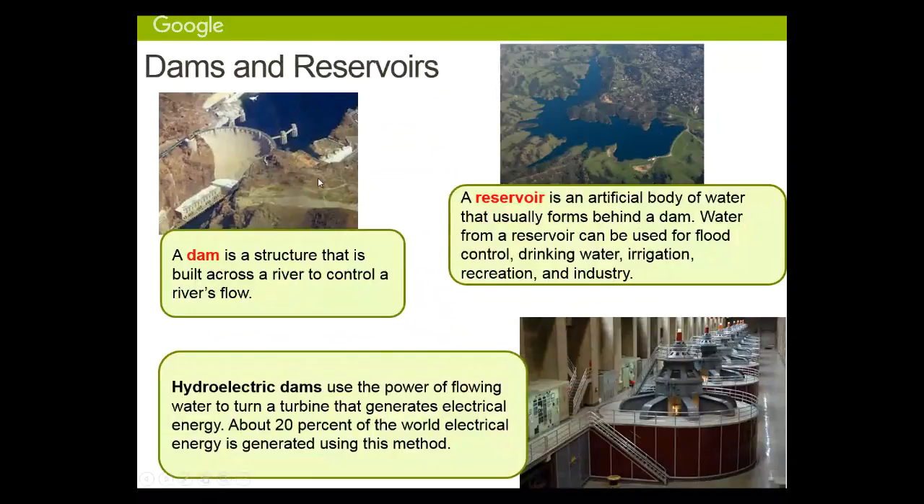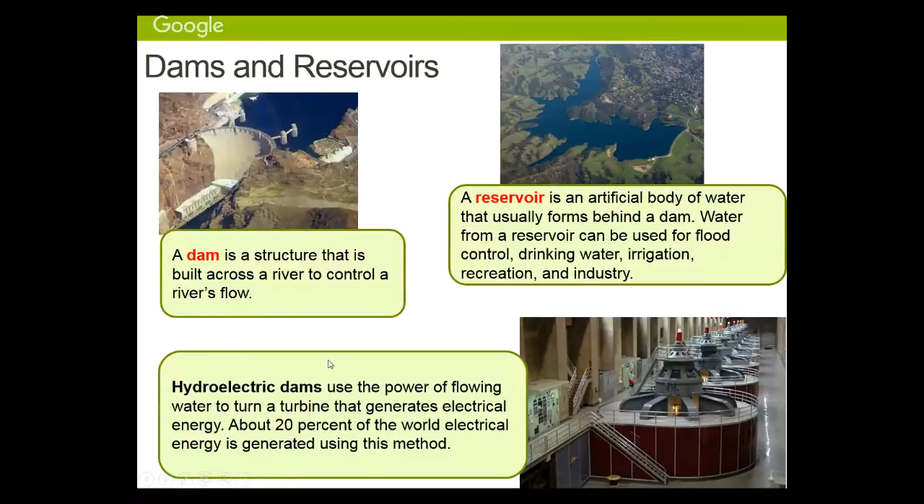So a dam is a structure that is built across the river to control a river's flow. And a reservoir is an artificial body of water that usually forms behind a dam. Water from a reservoir can be used for flood control, drinking water, irrigation, recreation, and industry.